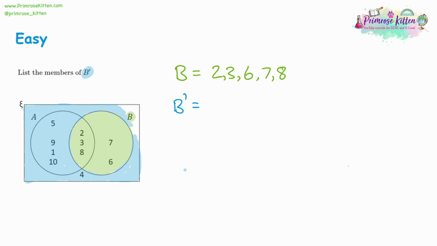So what's in set B? So we have 1, we have 4, 5, 9, and 10. So these are all the numbers that are not in set B. A big thing to notice here is that you can have overlaps between, say, set A and set B, but you can't have any overlaps between B and B dash. They are mutually exclusive. A number cannot be in both B and not B.